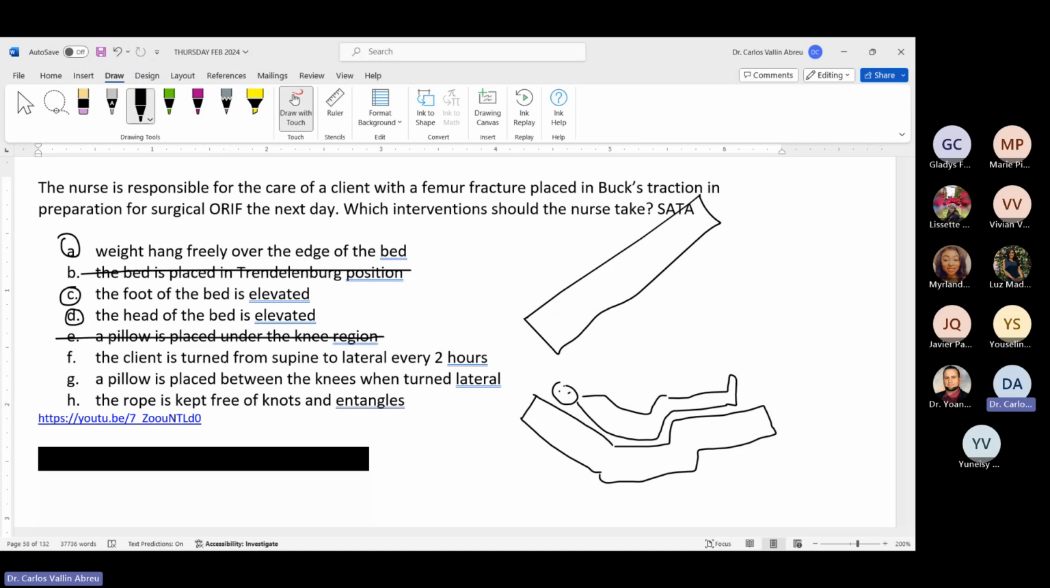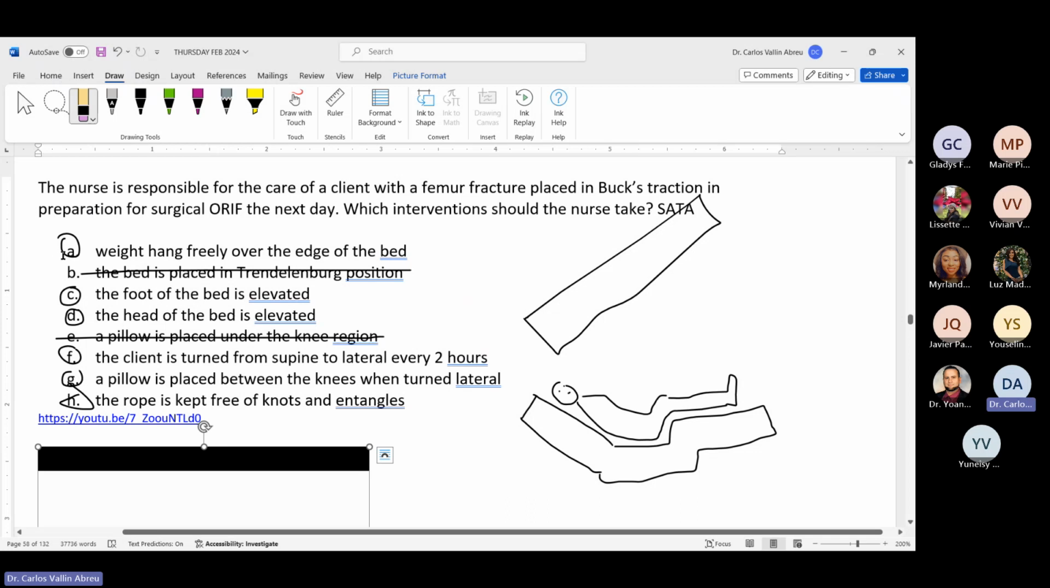The client is turned from supine to lateral every 2 hours? Yes. A pillow is placed between the knees when turning lateral? Yes. The rope is kept free of knots and entangles? Yes.